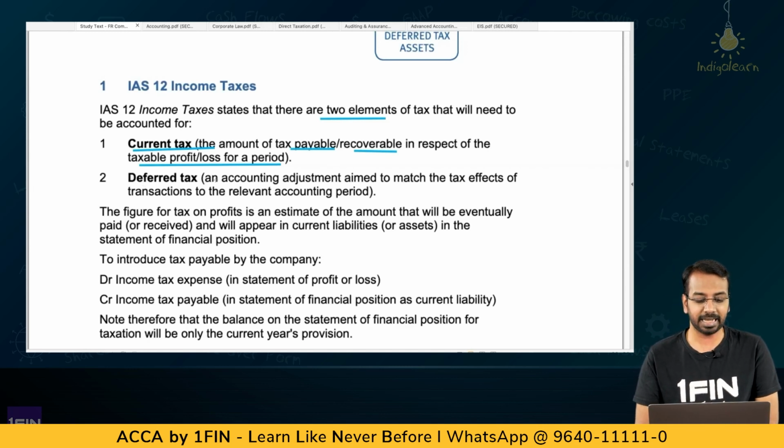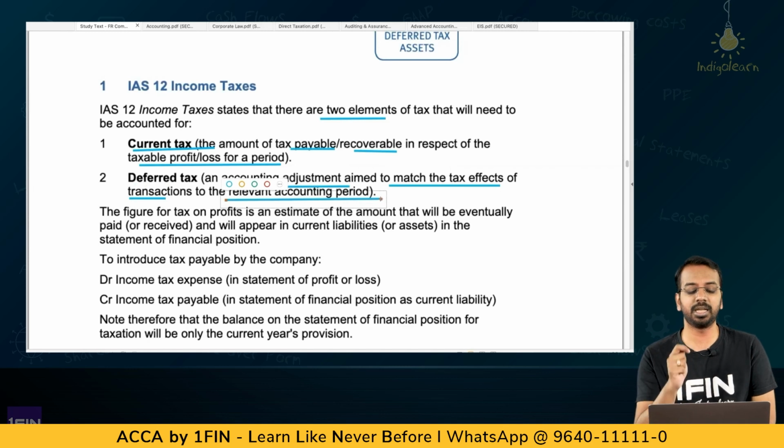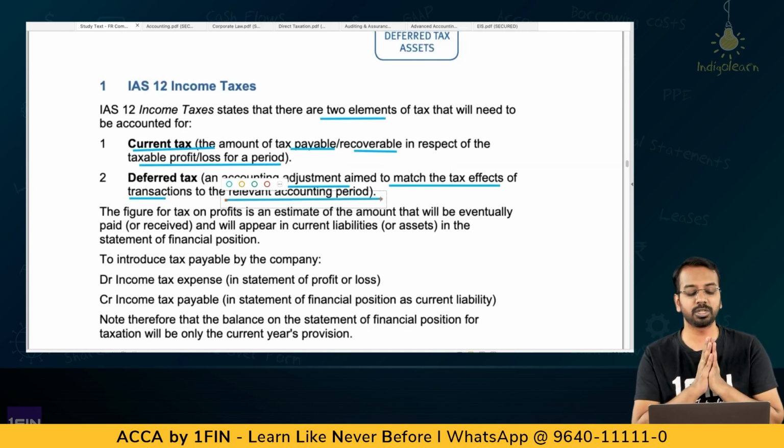Then deferred tax is what? Is an accounting adjustment to match the tax effect of transactions to the relevant accounting period. This is slightly a complicated way of explaining. The best way to understand is it is basically an accounting adjustment to match the items of accounting income and the tax component. So whatever goes into accounting income, you have to see and ensure that the corresponding tax effect is also taken care of, right?